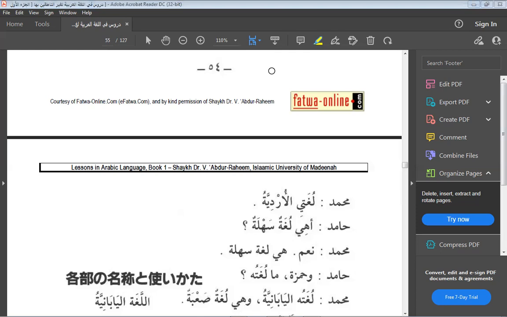That's why they say Khairul Jalis fi haza zaman al-kitab. The best sitting companion in this era is the book. But Jalis can be used for friend, just a friend.